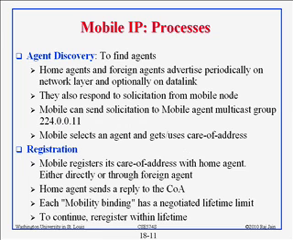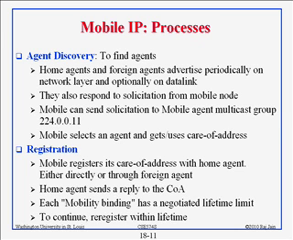Okay, so home agents and foreign agents advertise periodically on the network layer and optionally on the data link. They also respond to solicitations from the mobile node. So the mobile can send a solicitation to a multicast group address, 224.0.0.11, which has been reserved for IP multicast. Sorry, this one is for all IP home agents, all IP mobility agents. So when this packet is sent, it is picked up by all IP mobility agents.